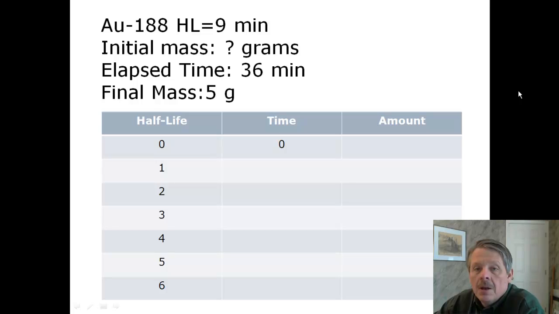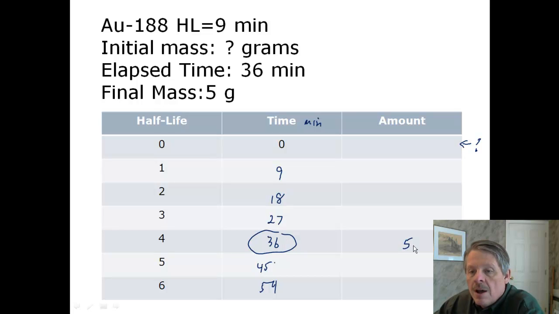Okay, our initial mass is what we don't know, so we don't know this amount up here. We do know that our half-life is 9 minutes. So if that's 9, that's 18, 27, 36, 45, 54, and that's in minutes. Okay, I can fill that part in. And it says my elapsed time was 36 minutes, so there I am, and the final mass was 5 grams.